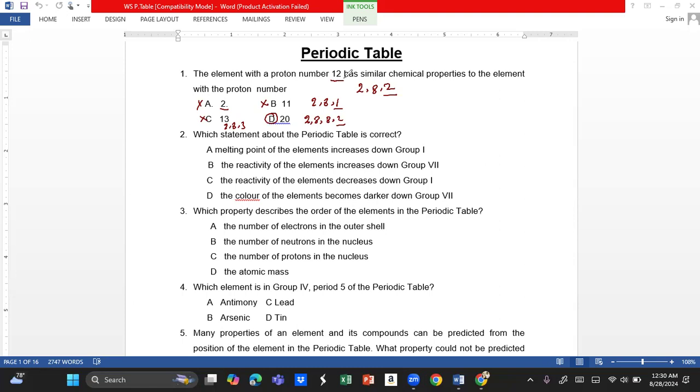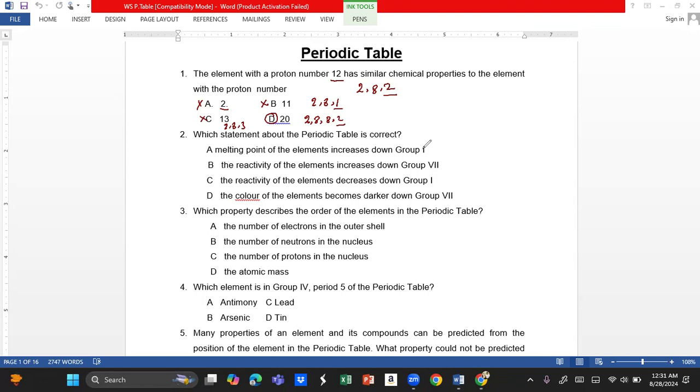Okay, which statement about the periodic table is correct? Option A, melting point of the elements increases down group 1. This is a totally knowledge-based question. If you know the physical properties of group 1 metals, this question will not be difficult for you. Melting point decreases down the group.